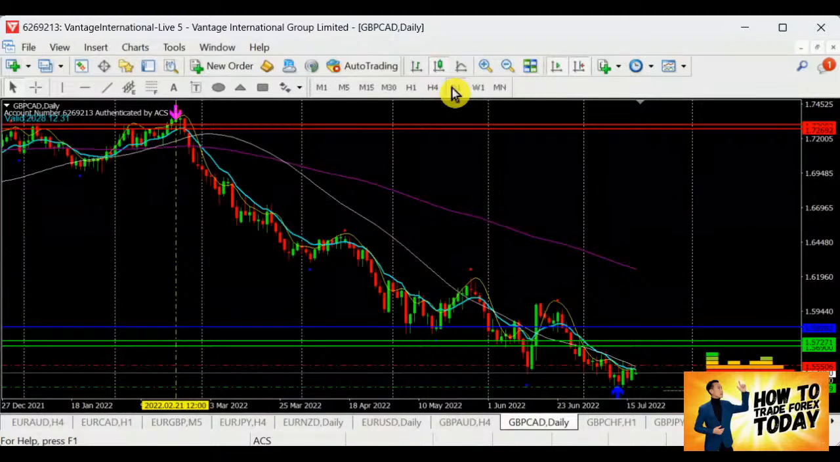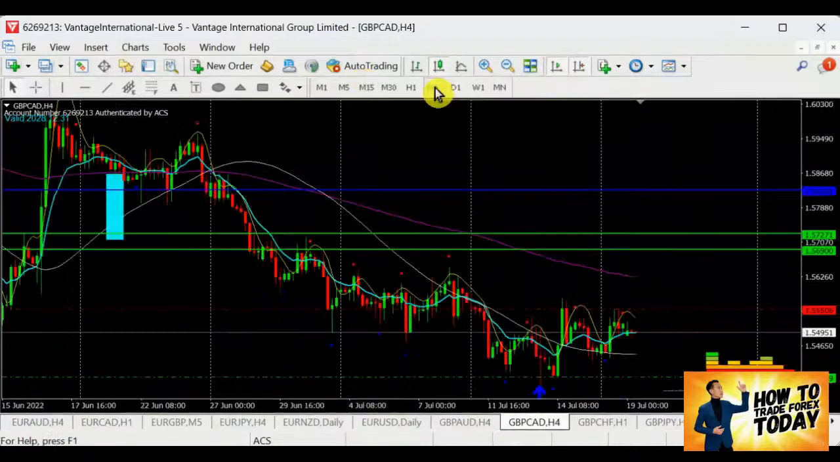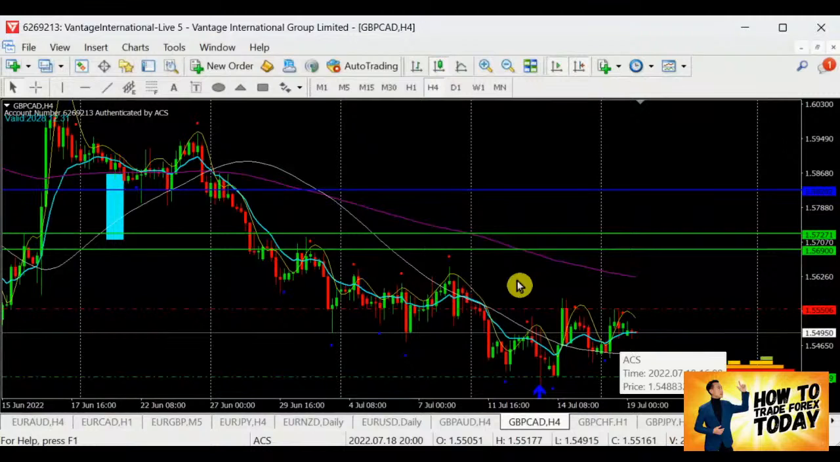Pound cat, we are in the bear, so we should be looking out for selling. That's right. When we are looking out for selling, that means we are looking out for resistance. So resistance, no change over here. Now it is creating a lower resistance right now.